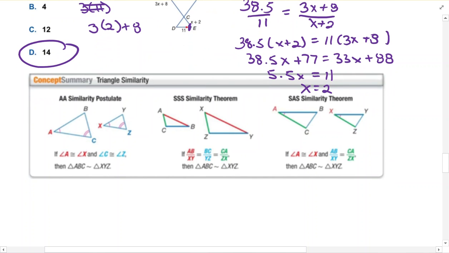Here's a list of the similarity theorems that we've already looked at. We'll be looking at some more in the next lesson, but we do have AA, SSS, and SAS. And this concludes lesson 7.3.